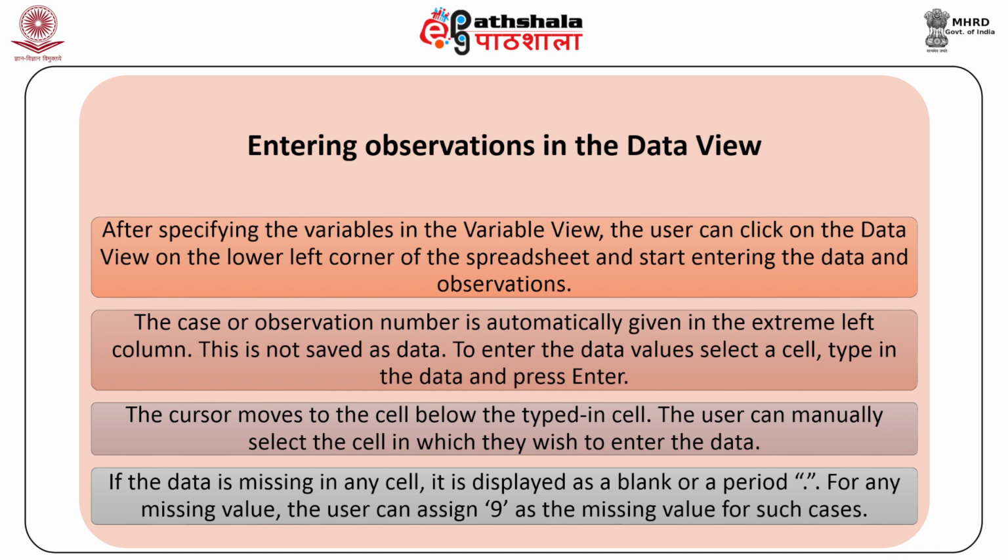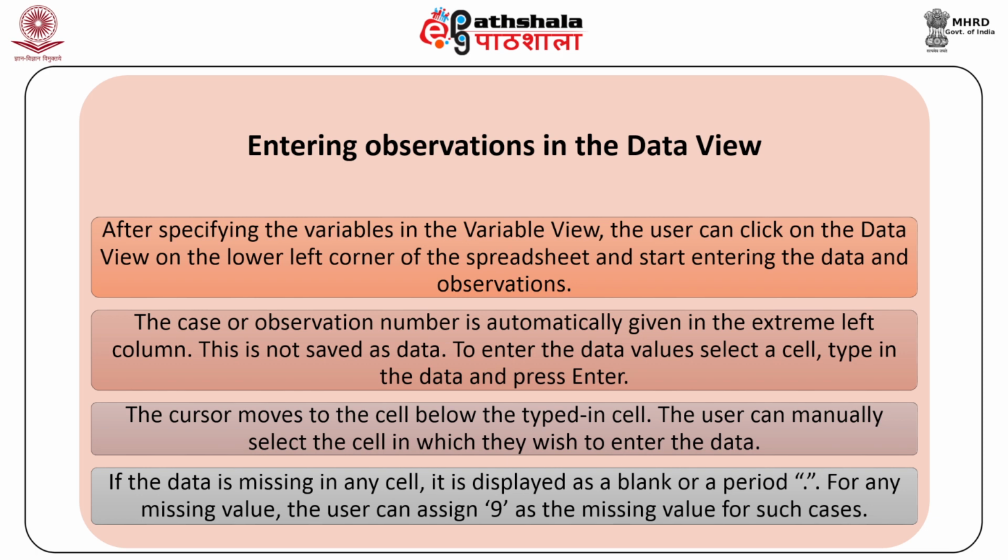Entering observations in the data view. After specifying the variables in the variable view, the user can click on the data view on the lower left corner of the spreadsheet and start entering the data and observations. The case or observation number is automatically given in the extreme left column. This is not saved as data.